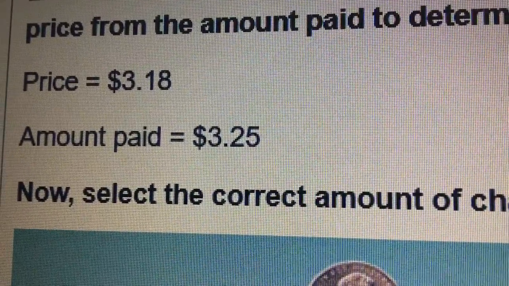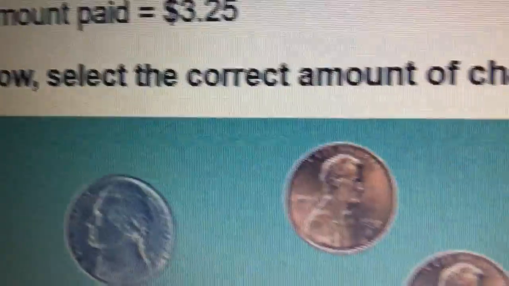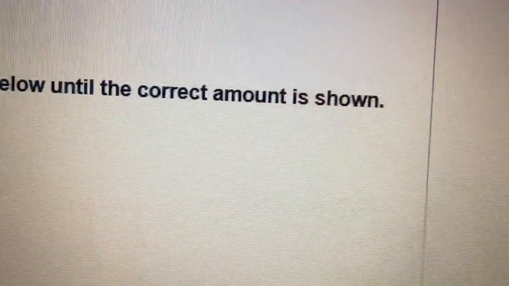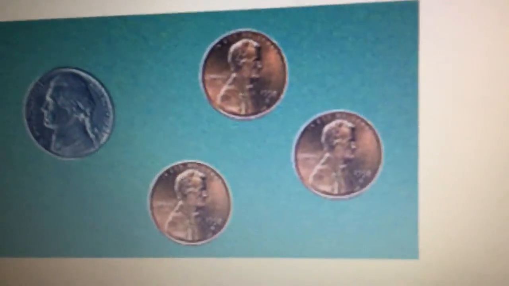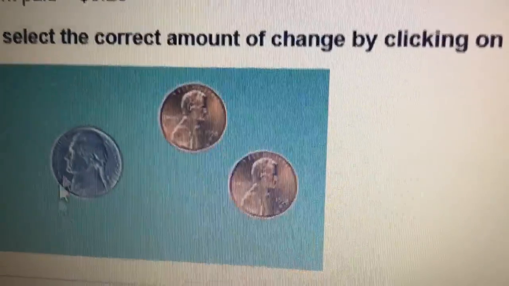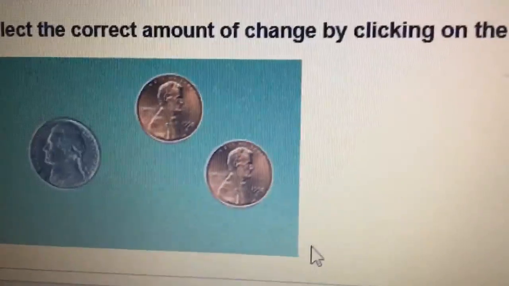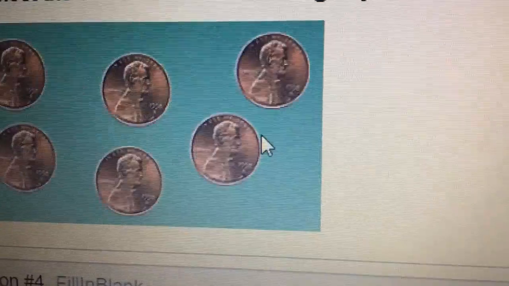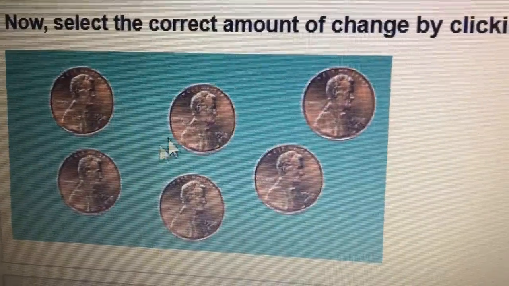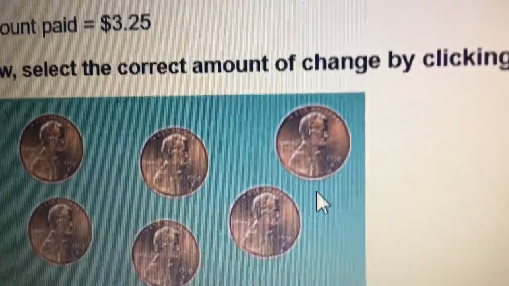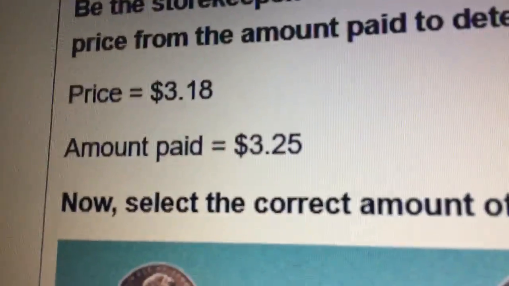After you've figured out how much change they should get back, now you are going to select the amount of change by clicking on the following money until the correct amount is shown. So let's say my answer was 3 cents, okay? You would click on each of those pennies to show 3 cents. So whatever it is, you are going to click on the answer by clicking the coins. So you can choose different things. You're going to click on whatever the total is that the person will be receiving back.